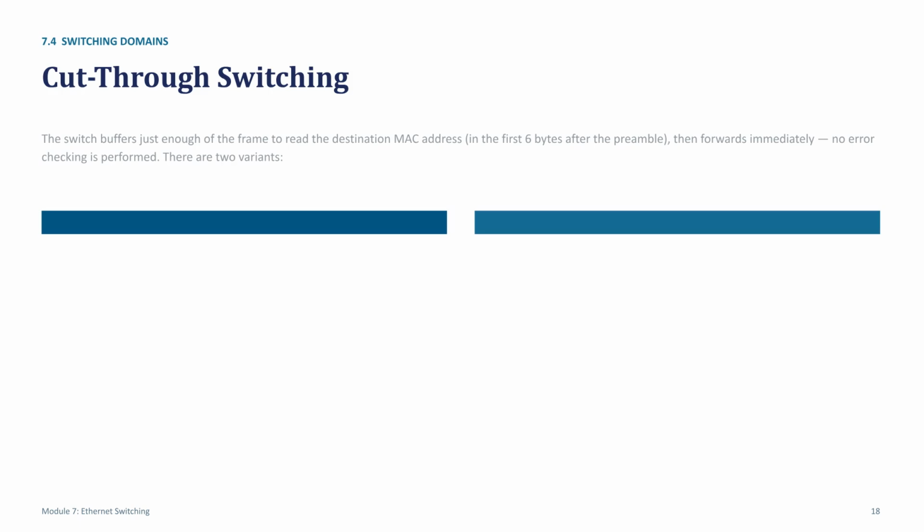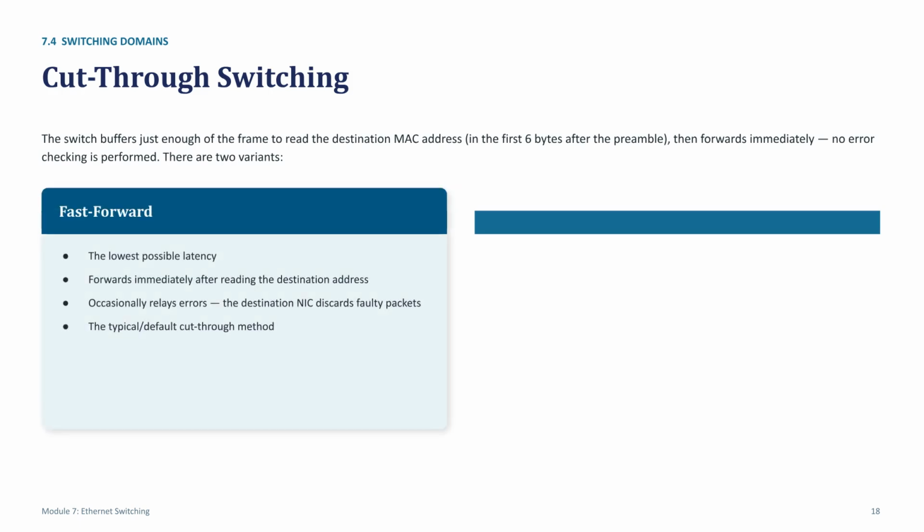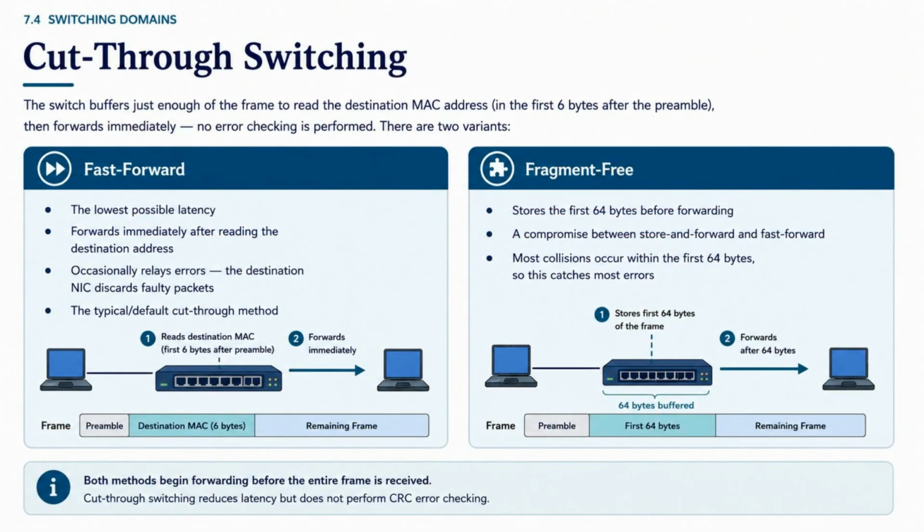Cut-through has 2 variants. Fast forward, lowest possible latency, forwards immediately after reading the destination address, occasionally relays errors that the destination NIC has to catch and discard. This is the typical default. And fragment-free, stores the first 64 bytes before forwarding, a middle ground, since most collisions happen within those first 64 bytes, so it catches most errors.